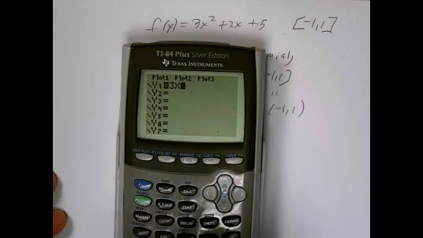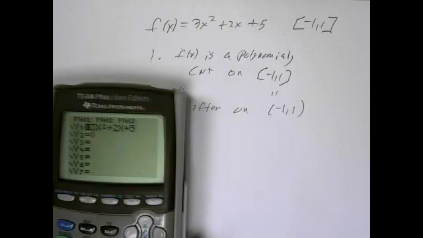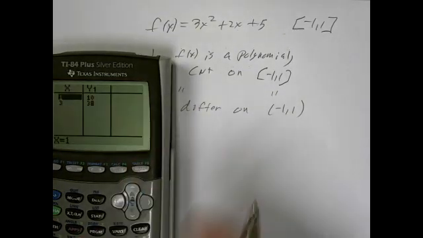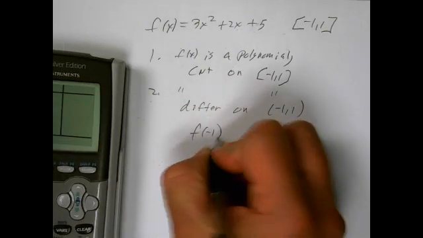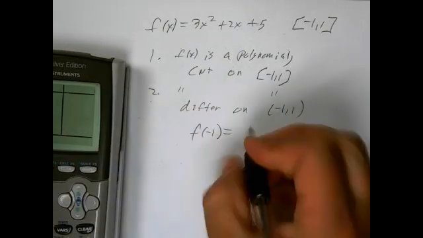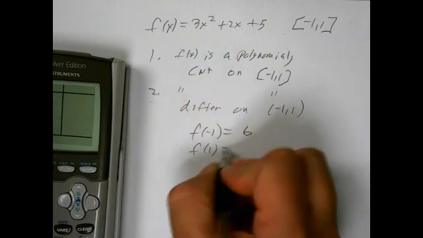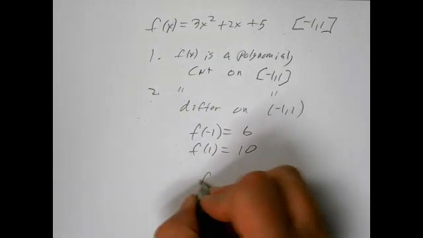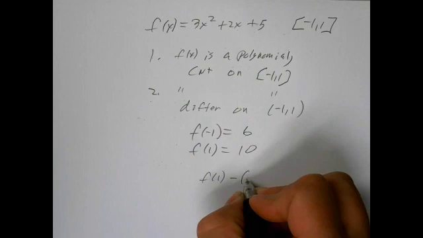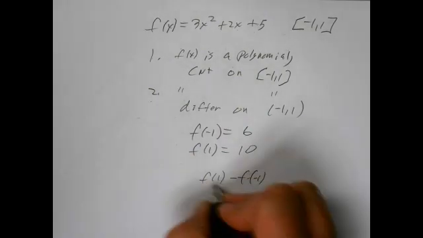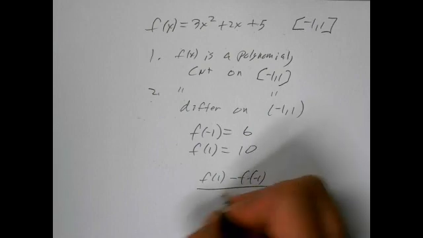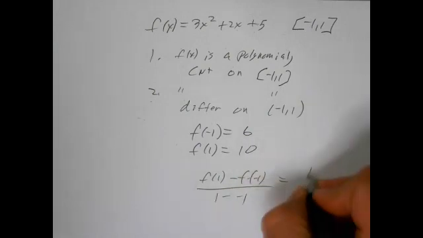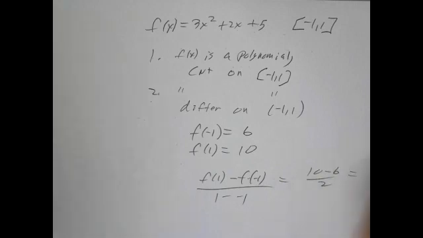Okay, and we get this next, let me get this function into the calculator. So 3x squared plus 2x plus 5. And looking on my table, therefore, f of negative 1 is 6. f of 1 is 10. Therefore, f of 1 minus f of negative 1 over 1 minus negative 1 is 10 minus 6 over 2, which is 4 over 2, which is 2.